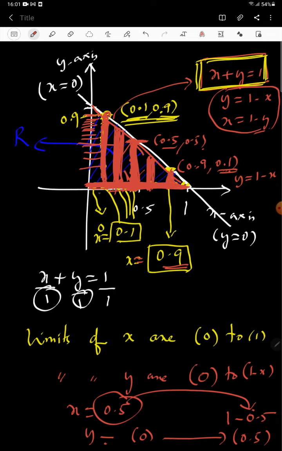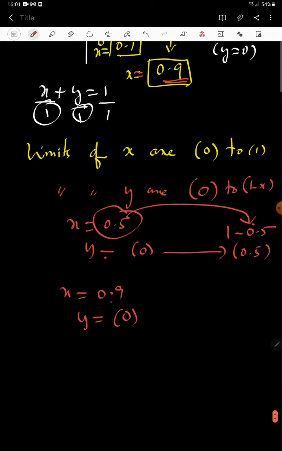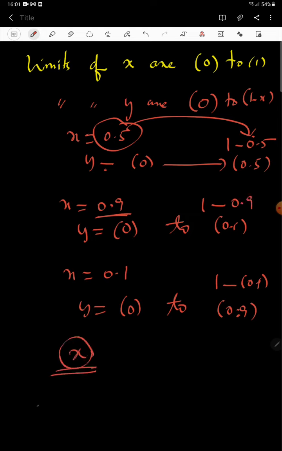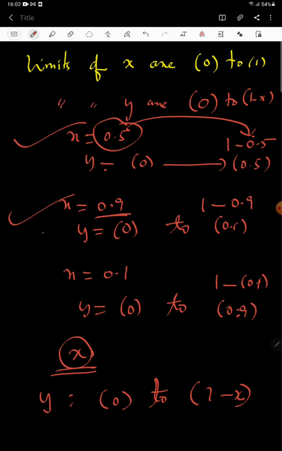As you go along the x-axis, as x is increasing, the value of y is decreasing. Therefore when x is 0.9, y will vary from 0 to 0.1 only. When x is 0.1 in the beginning, then y will start at 0 but it will end at 0.9. This 0.9 is 1 minus 0.1 and this 0.1 is 1 minus 0.9. Means whatever x value is there, y starts at 0 and goes up to 1 minus that x, as you have seen in all these cases.